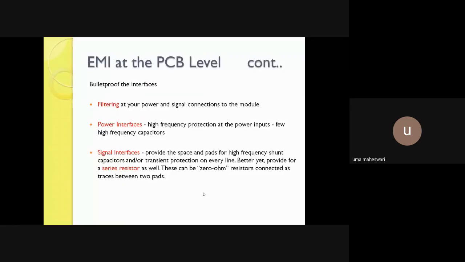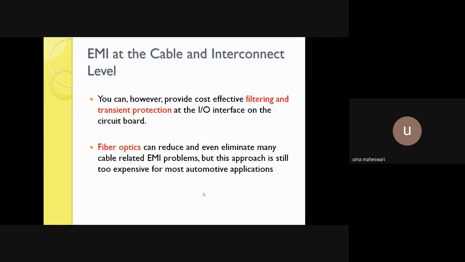And bulletproofing of the interface, we saw. We have filters on the power and ground connections on the module side itself. We have the power interface and the signal interface. For the power interface, high frequency protection on the input lines is achieved by applying a few high frequency capacitors. In the case of the signal interface, series resistors or shunt capacitors can be applied. An RC can be applied to bulletproof the interface side. Coming to the cable side, filtering and transient protection definitely have to be applied. Fiber optic cables can be a better suggestion for EMI related problems.